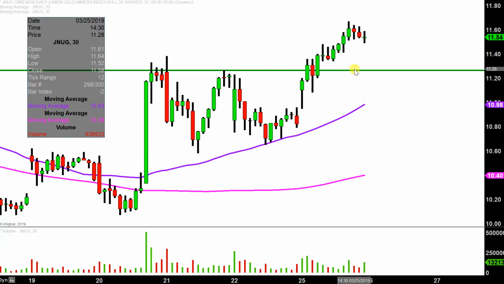With that being said, though, if the price falls below it, by no means am I saying the entire chart's destroyed or ruined or anything like that. But yeah, if the price could manage to stay up above it, that would definitely be very important.